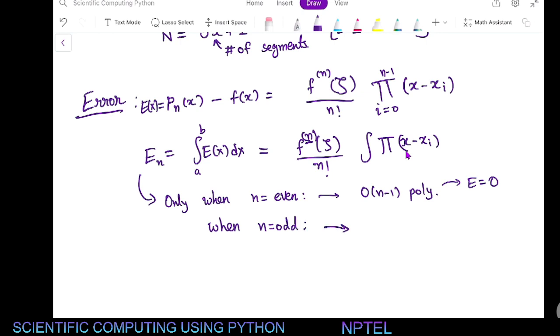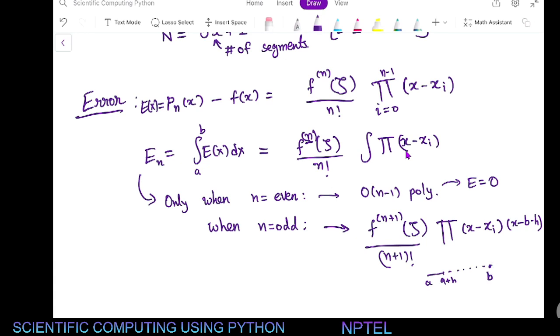this term becomes 0. So we need to look at the higher term, which is f^(n+1)(zeta) divided by (n plus 1) factorial and (x minus xi), and there is going to be another term which will be x minus (b plus h). Okay, so we have terms like a plus h all the way up to b, then the next term will be b plus h. The product will be from 0 to n minus 1 or 1 to n, whatever.